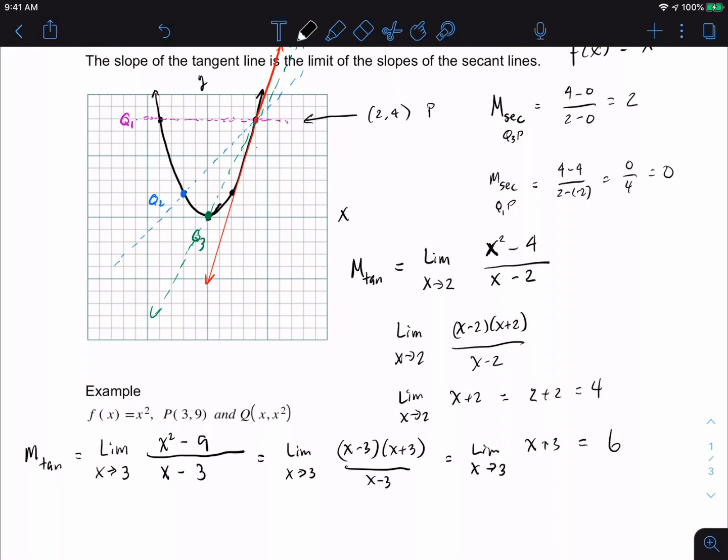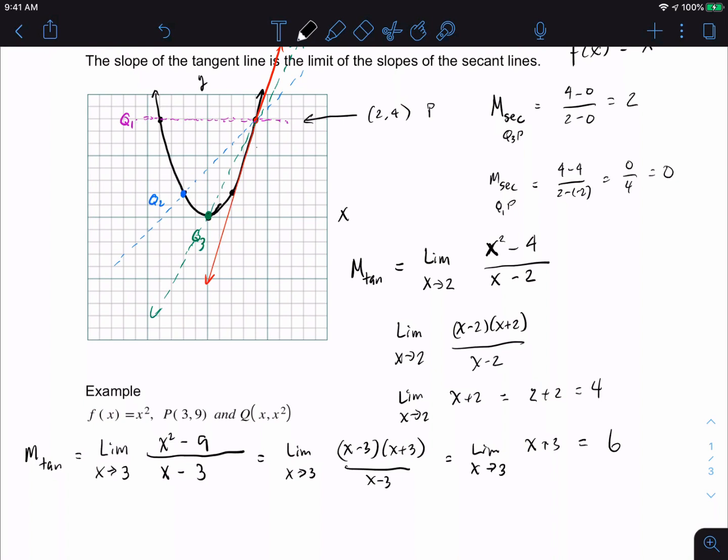Can you guys take a guess what the slope would be at 4? Someone said it. It's 8. What we end up finding out in this problem is the tangent slope to x squared is always just twice the x value. Isn't that cool?